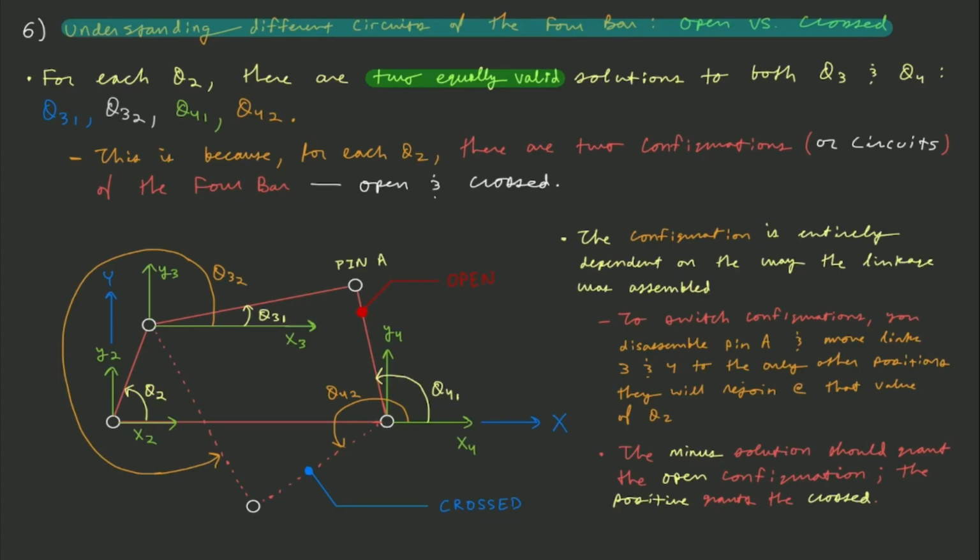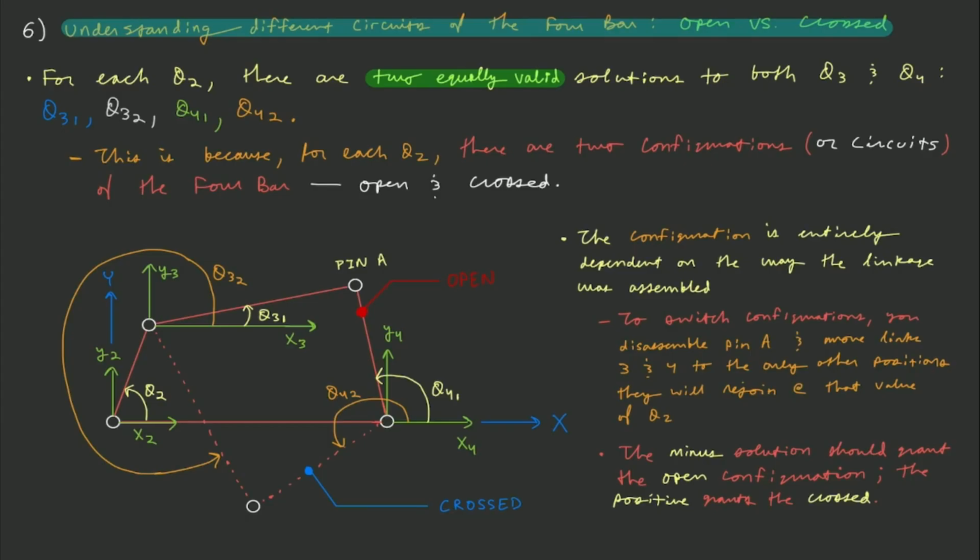So you can see in this diagram, theta 2 is the same regardless of open or crossed, but we have theta 3,1 for the open, and theta 3,2 goes all the way around for the crossed. Theta 4,1 is in the open, and theta 4,2 goes all the way around for the crossed. For theta 4,1, theta 4,2, theta 3,1, theta 3,2, we're using the same vector sign convention, the same polar convention, all that stuff. It's just that there are two different circuits of the linkage.